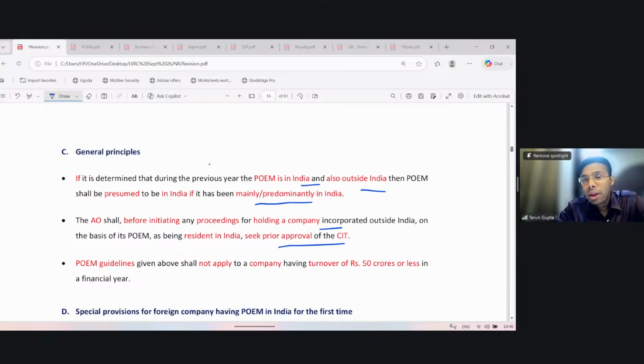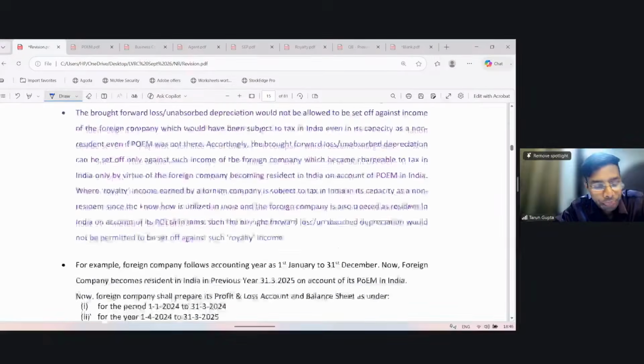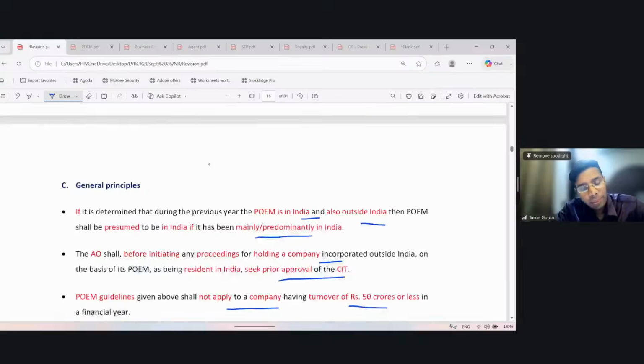All that we have discussed about the POEM is written in guidelines issued by the CBDT, and such guidelines shall not apply to a company having turnover of 50 crore or less in a financial year. These guidelines apply only to a company whose turnover is more than 50 crore. In case the AO proposes to hold a company incorporated outside India as resident in India on the basis of its POEM, then any such finding shall be given by the AO after seeking a prior approval of a collegium of 3 members consisting of Commissioners of Income Tax, and such collegium shall be constituted by the Chief Commissioner of Income Tax.